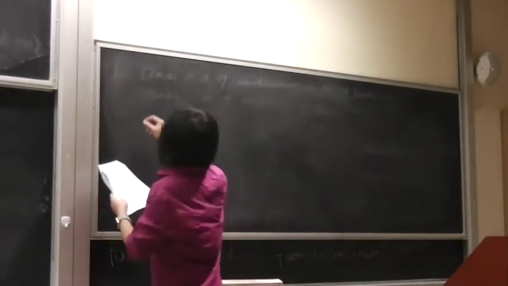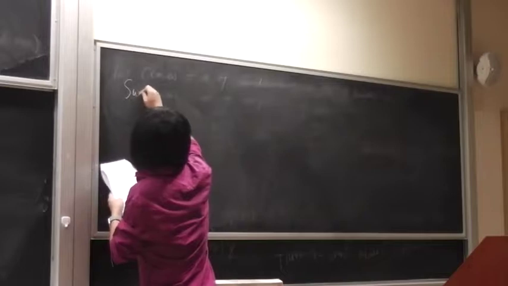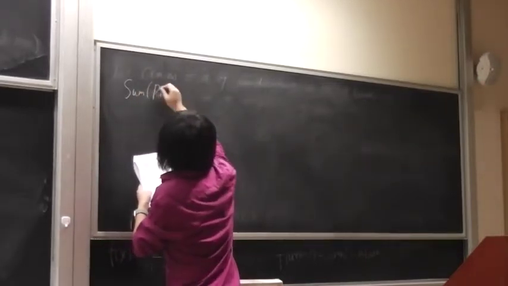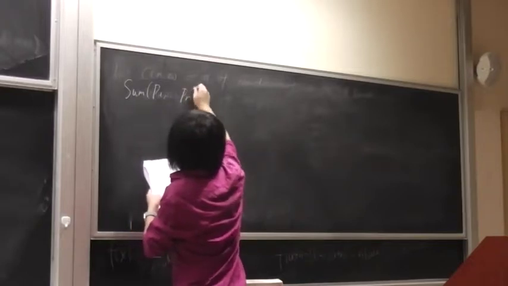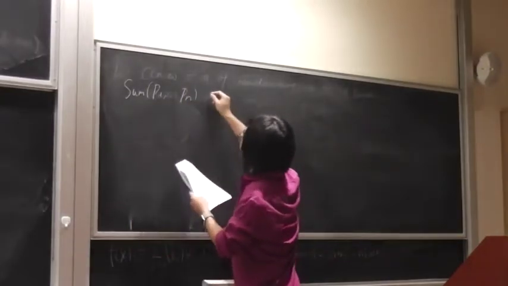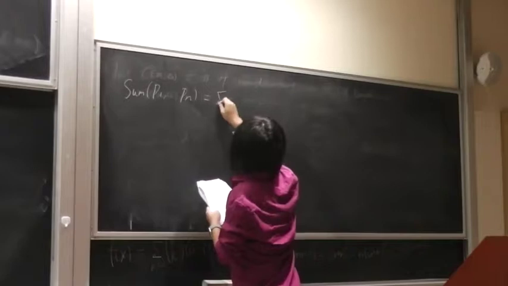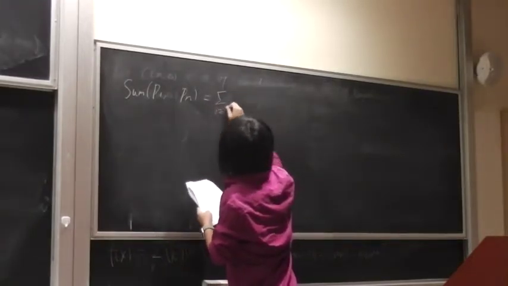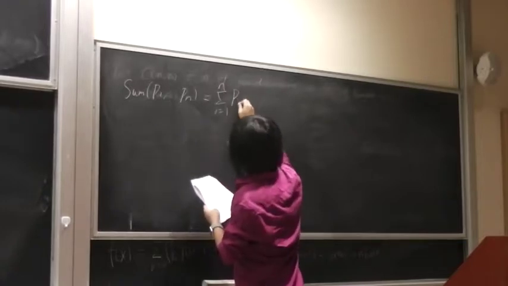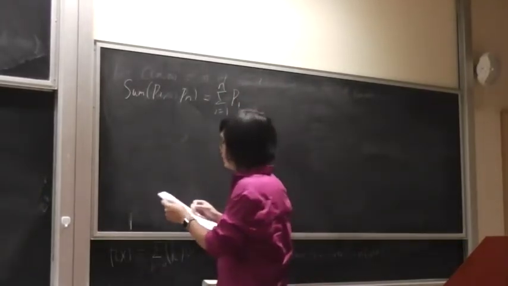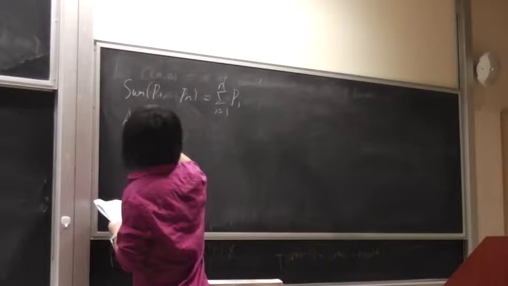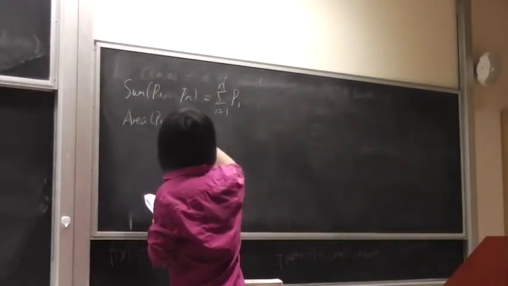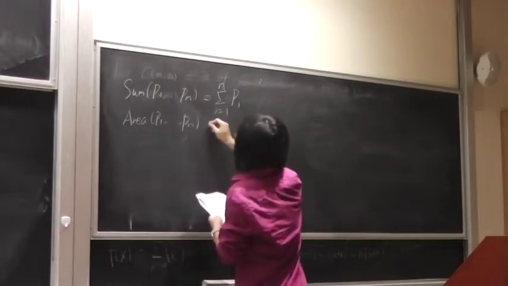So now let's talk about these two statistics. The first one is the sum. It's just we add up all elements in the parking function. And the second one is called area. It's very similar to the size.